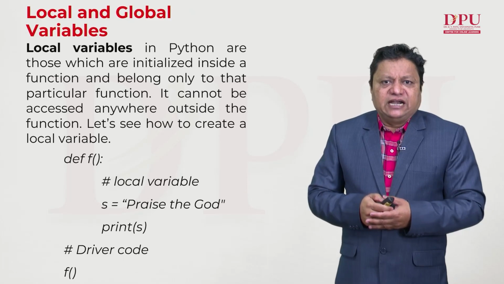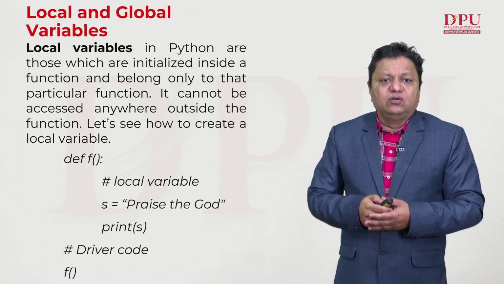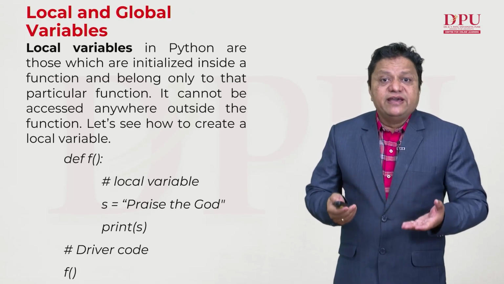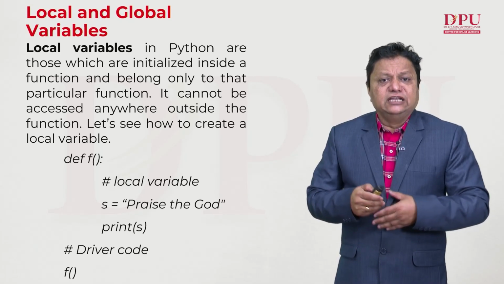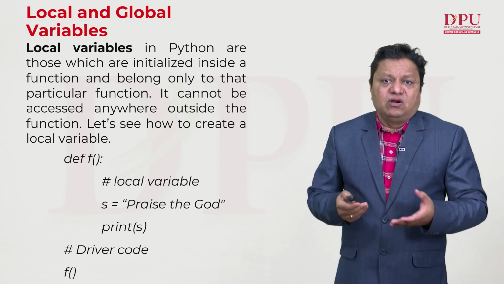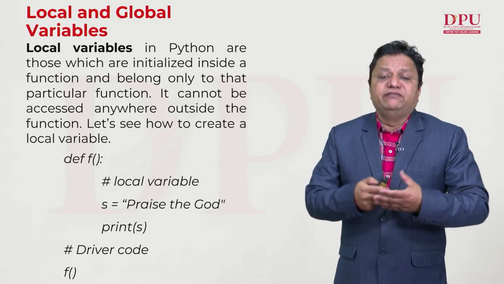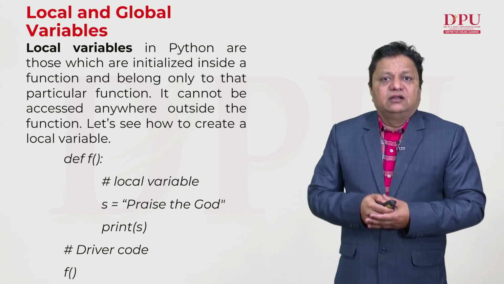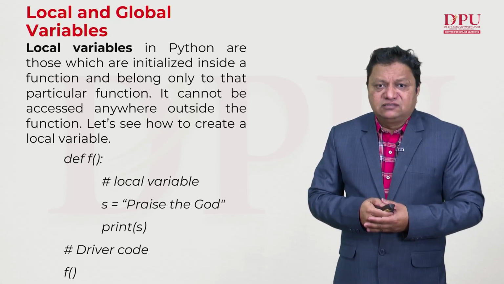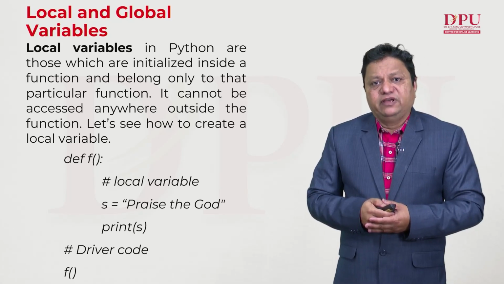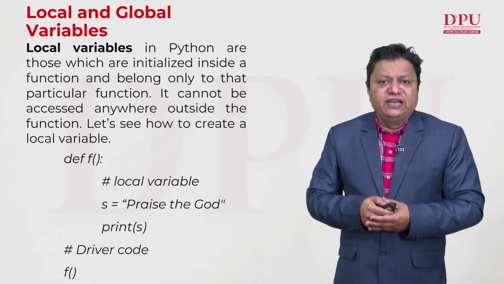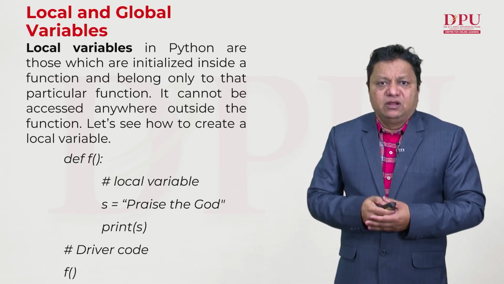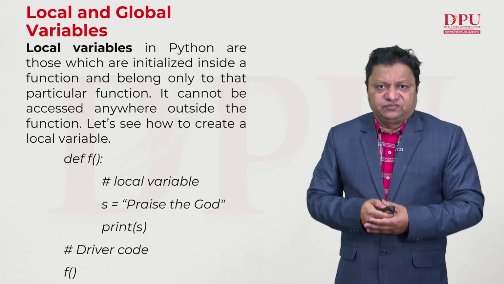Now, let us understand what local variables and global variables are. The variables which are defined inside a block, inside a function, are called local variables, and the variables which are defined outside of all functions are called global variables. But what is the use? What is the impact of defining a variable inside the block and defining the variable outside of all the blocks?